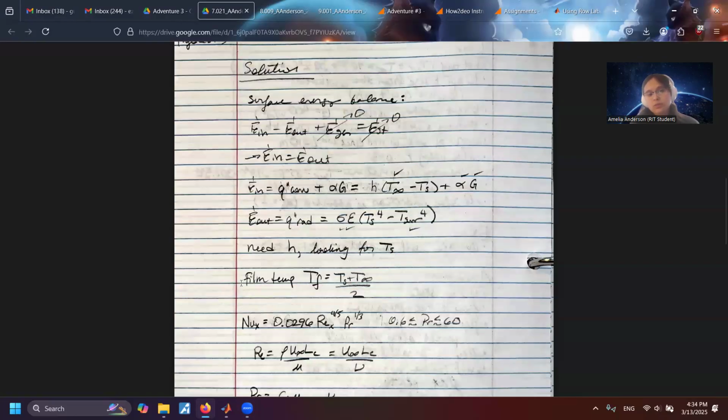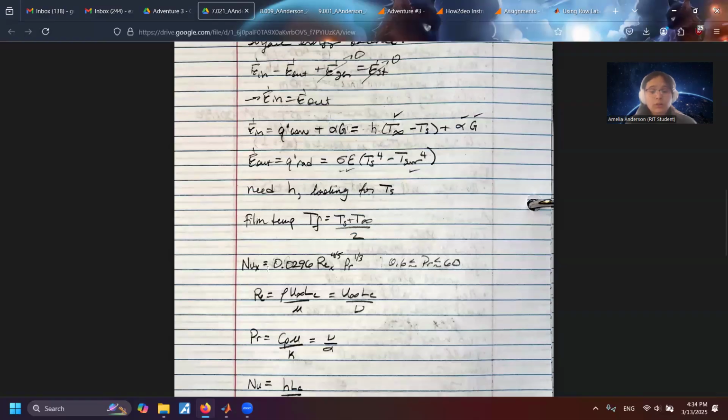A quick note, with a lot of things, you can use film temperature when you're trying to determine material properties or whatever temperature your stuff's going to be at, which is just the average of the surface and bulk fluid temperatures. For this, though, we're pretty close to 300 Kelvin for everything, so I'm just going to call it 300 Kelvin.